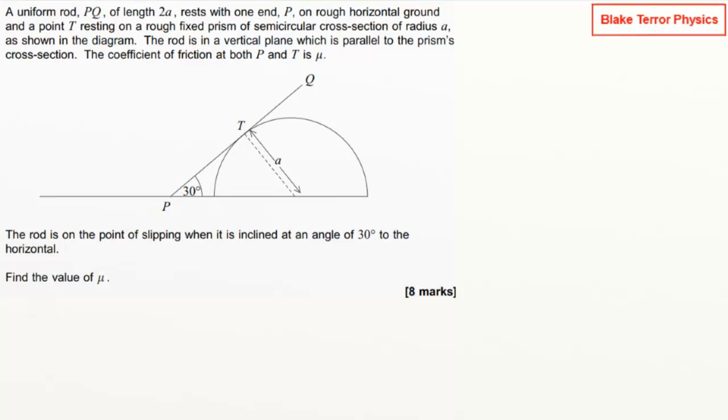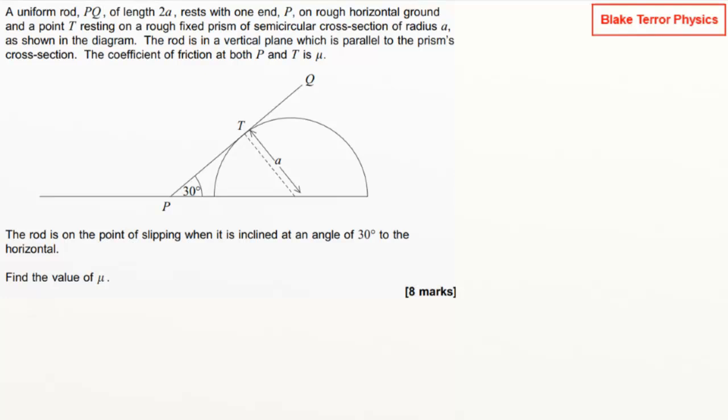Hello, in this video I'm going to go through a moments question with friction. These are the sort of questions that people quite often find intimidating because there's a lot of choices you can make in terms of which equations you're going to set up, and sometimes people just find that paralyzing.